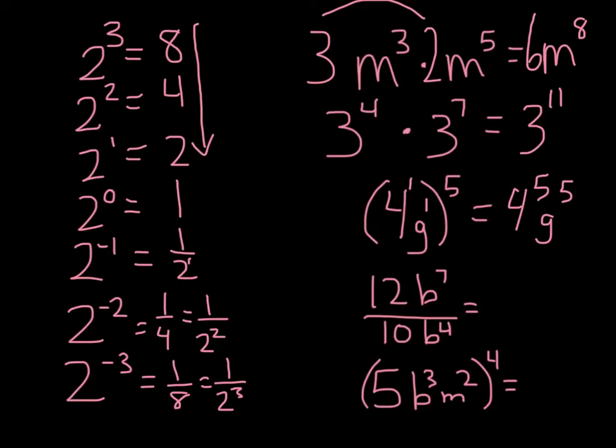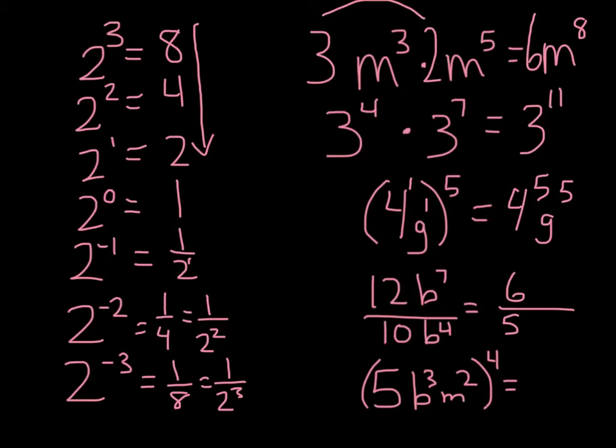Next one is called a quotient of powers. We're dividing. Once again, you need to look at the 12 and the 10. Are they bases or are they coefficients? They're coefficients, and so we simplify them just like we simplify any fraction. I can divide out a 2 from both of them, and it's going to become 6/5.